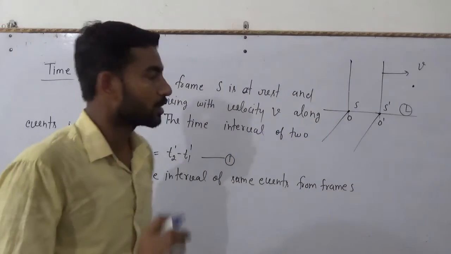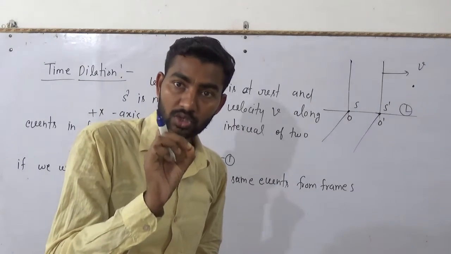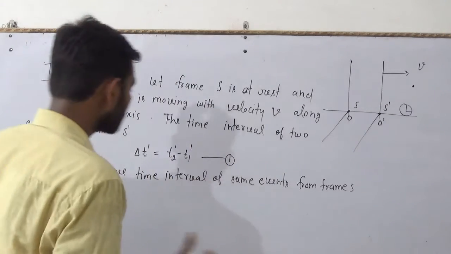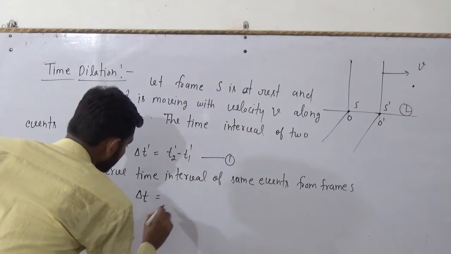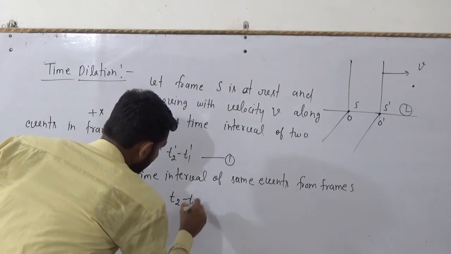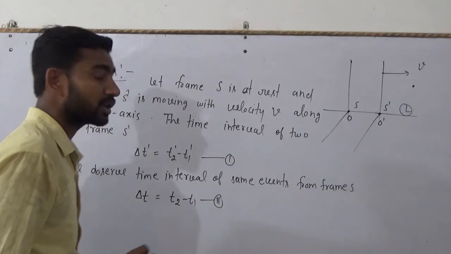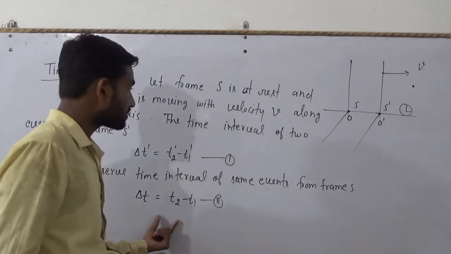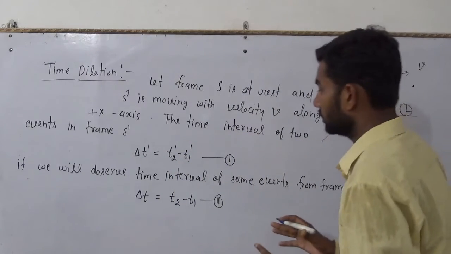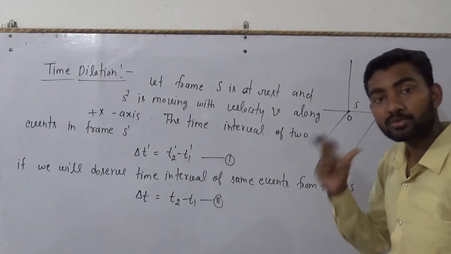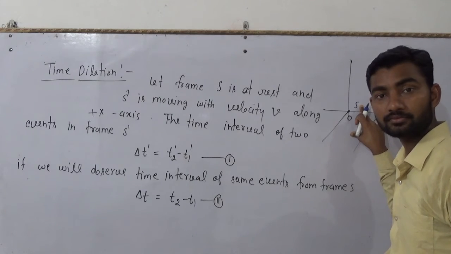Then we will also observe the time difference, which will be del T is equal to T2 minus T1. Here we are considering it as equation number 2. This equation will be found if we observe the same event from this frame of reference S.